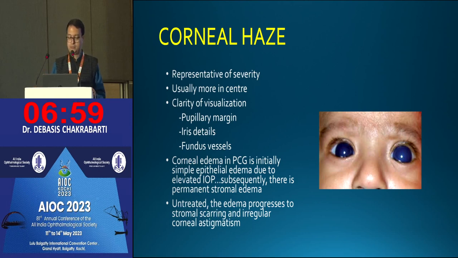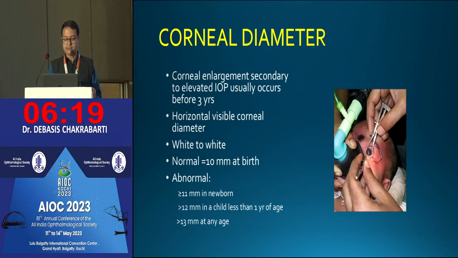The corneal haze is important because it's representative of the severity of the disease. Usually the corneal haze in primary congenital glaucoma is more in the center, and the clarity of visualization gives us some idea as to the severity of the disease, like whether you are able to see the pupillary margin or the iris details or the fundus vessels. Initially, the corneal edema is a simple epithelial edema due to elevated intraocular pressure, but subsequently develops into a permanent stromal edema. That is why the sooner that these patients are treated by surgery, the better it is. Untreated, the edema progresses to stromal scarring and irregular corneal astigmatism.